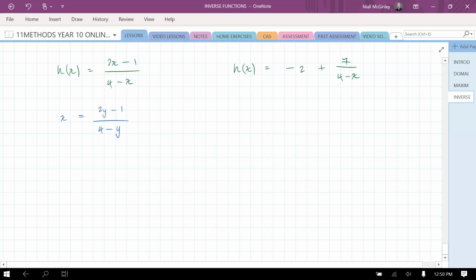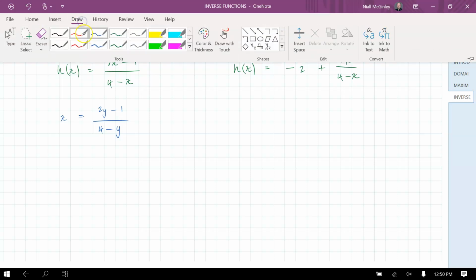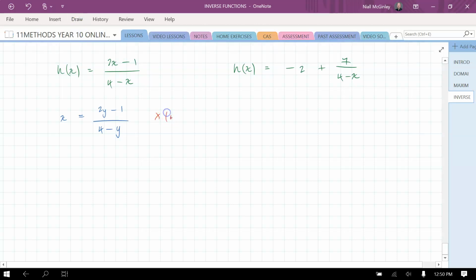So then we write it with this. Okay, so now what I would do here, I want to get all the y's on top. So what I'm going to do in this case is multiply both sides by 4 minus y. So this is going to become x times 4 minus y equals 2y minus 1. What I then need to do is expand this bracket. So this is going to be 4x minus xy equals 2y minus 1.